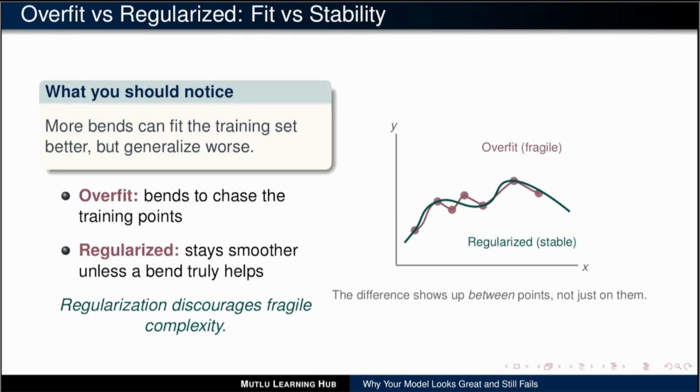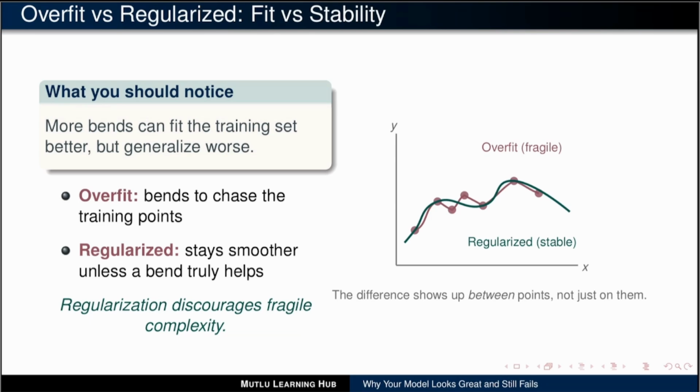So far, we talked about instability across retrains. Now let's look at instability inside a single fit. On the training points, both curves might look fine. The overfit model bends to chase every point, and on the training set, that can look impressive. But the real question is, what happens between the points where we don't have observations?